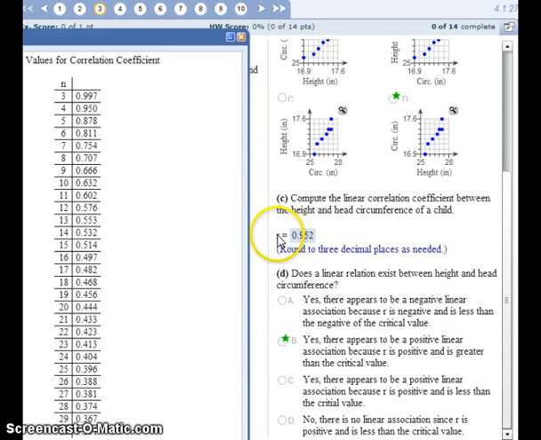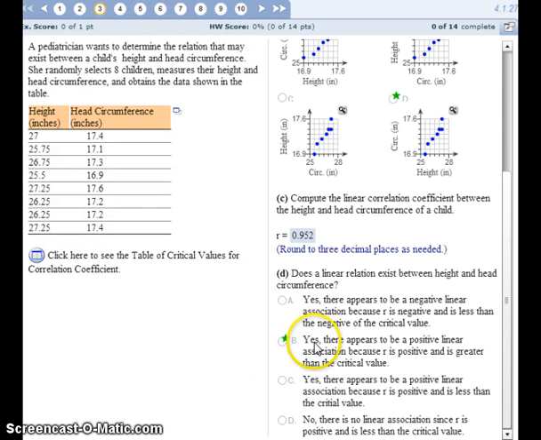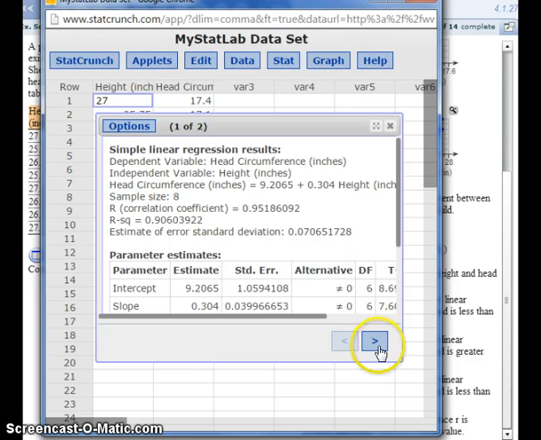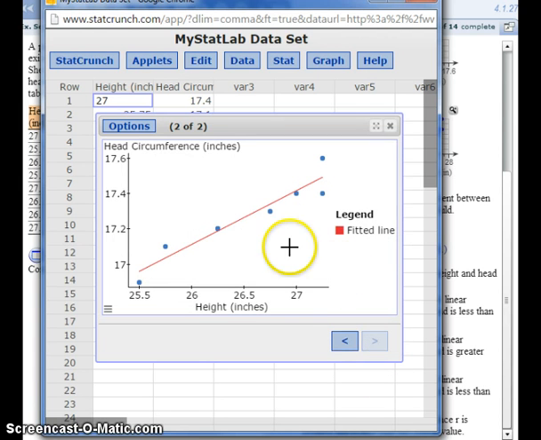We can tell that because r is positive, but also just looking at your scatter diagram, the trend line that goes through all that data would be sloped up. It would have a positive slope. So B is the correct answer. And if you jump back into StatCrunch really quick, you could see the scatter diagram drawn in StatCrunch if you click the next button here.